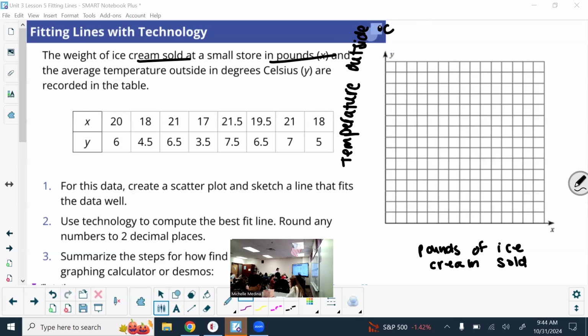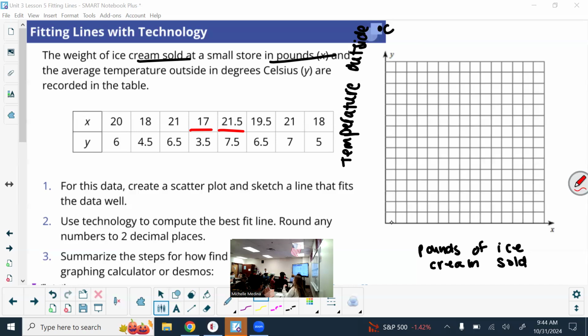Now, before you start putting dots, we need to decide how our tick marks should be labeled. We need to use an appropriate scale. So that should include your data, and it shouldn't be too big or too small. So look at our x's. Our smallest x value is 17, and our largest is 21.5. Do I have enough little tick marks here to just count them by ones? Well, if you count, no, I don't.